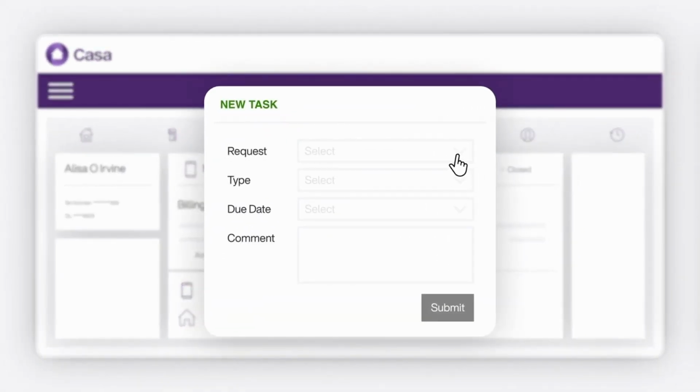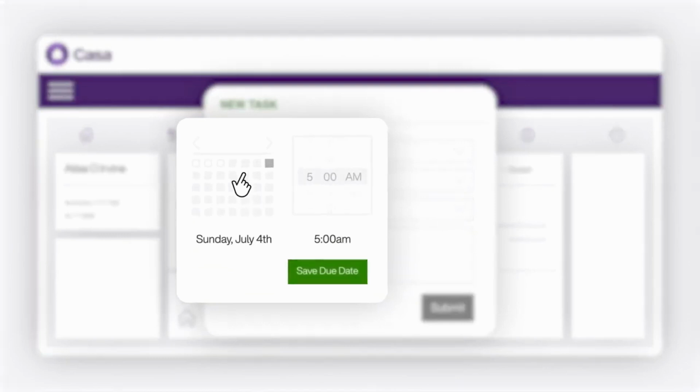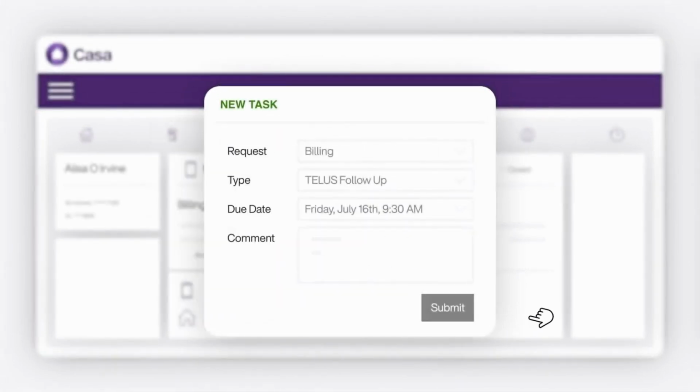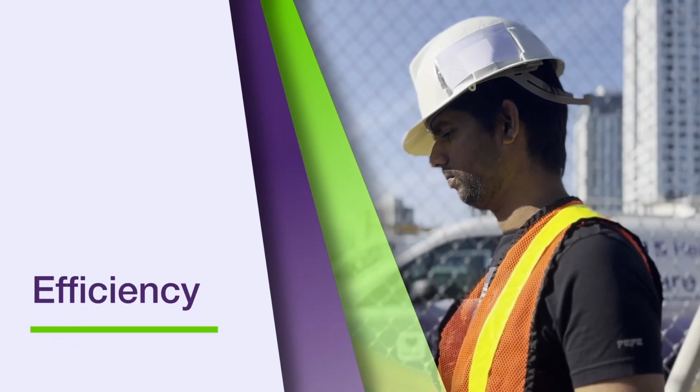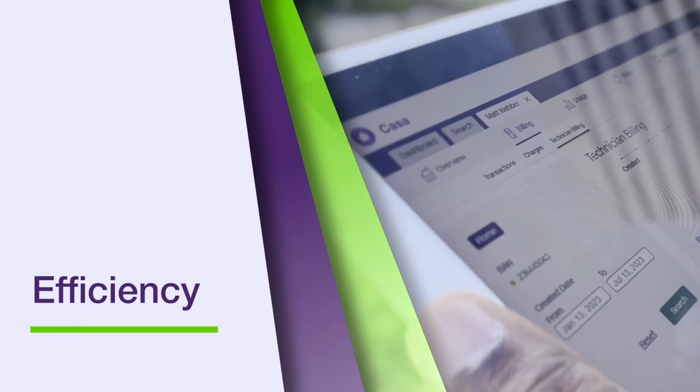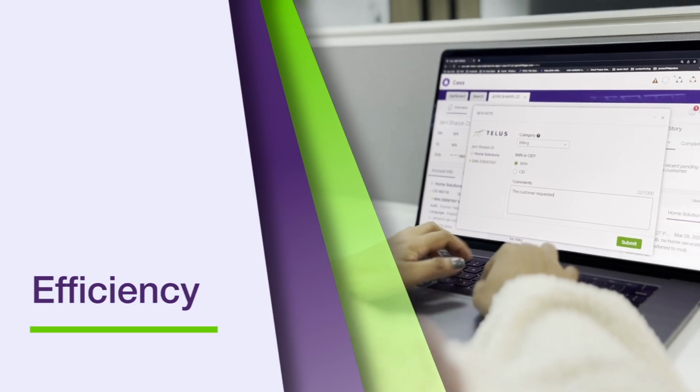To help reduce customer inquiries to our call centers, Casa can also trigger text and email messaging to welcome customers, provide service updates, and share billing info. Casa streamlines data access, eliminating the hassle of switching between systems, resulting in shorter customer calls.